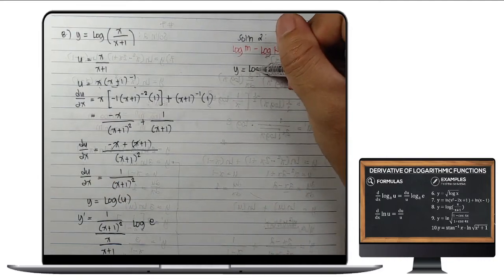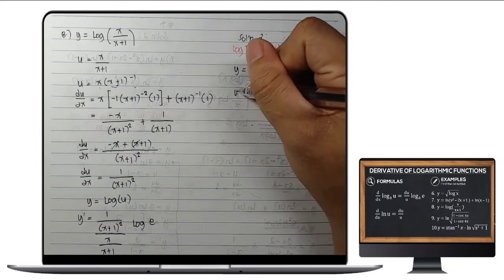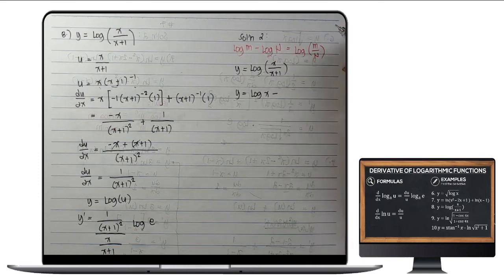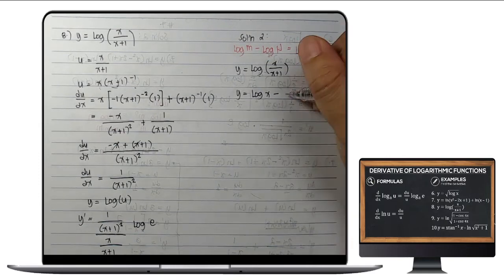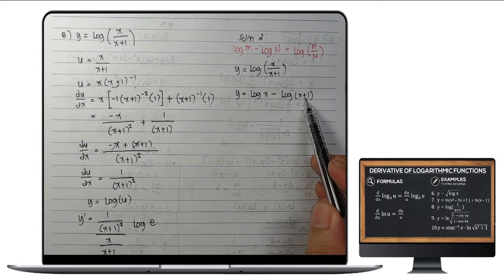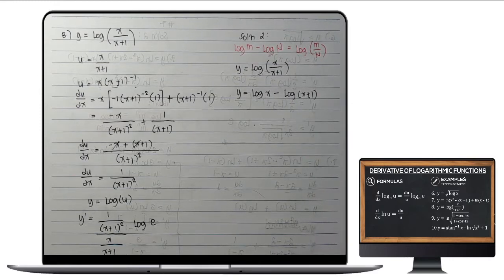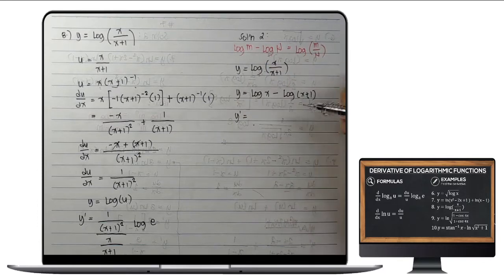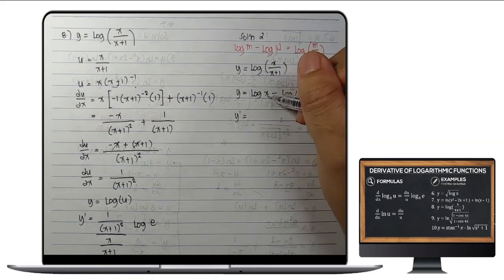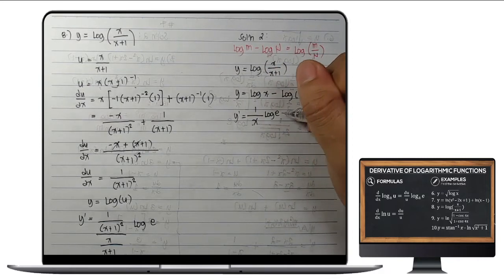Our y is equal to log of x all over x plus 1. We can write it as y is equal to log of x, since this is division, so that our equivalent is subtraction, minus log of x plus 1. Our u here is x, our u here is x plus 1. Mentally, the derivative of x is 1, the derivative of x plus 1 is also 1. So, when we get the first derivative, the derivative of log of u is equal to the derivative of u over u multiplied by log of e. The derivative of u here is 1, over u, which is x, multiplied by log of e to the base a.